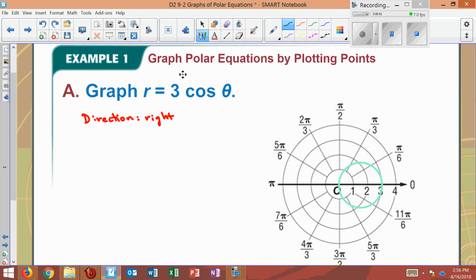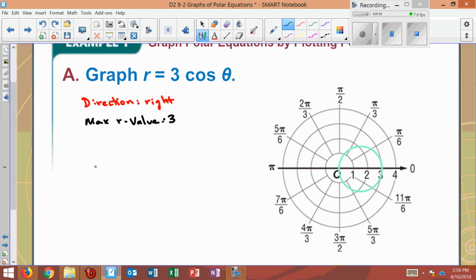Let me show you. So first off, this number right here will be our max. So we can determine our max, our value is 3 units. And since it's with cosine, it's going to be to the right. Now, if you did not know that, how would you find it? First thing I would do is I would plug in 3 for r. What you would do is you plug in the max there. And so if the maximum is going to be 3, you would say that 3 equals 3 cosine of theta.